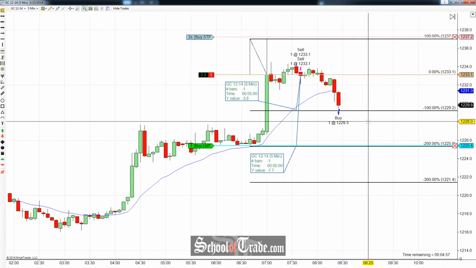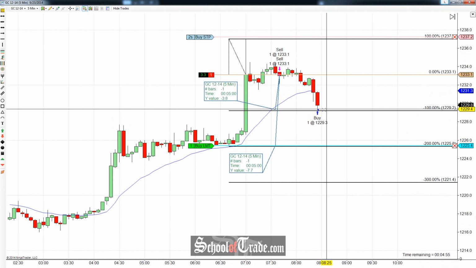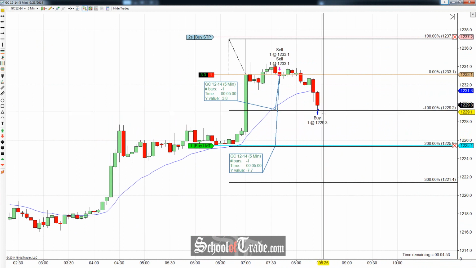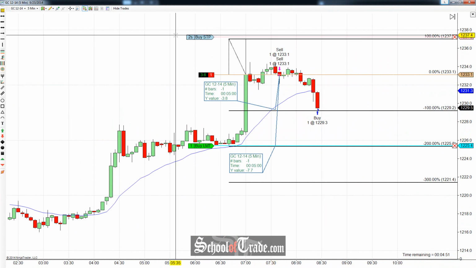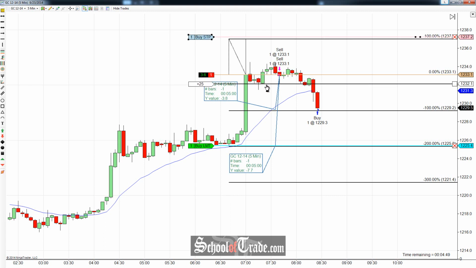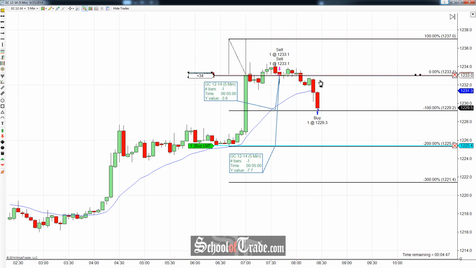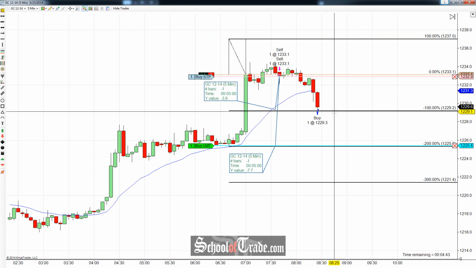Order filled. All right, got a big old spike down to fill our target down there at 29.3. That takes care of the first target. Let's move our stop to break even here. And actually, we can go a little bit more than that. We'll just go to 32.9.